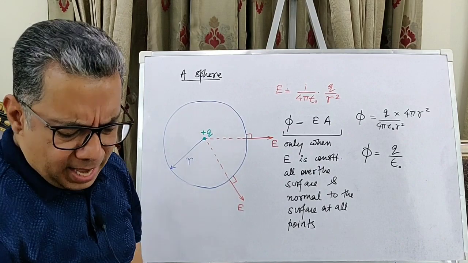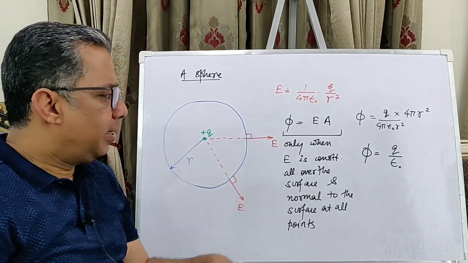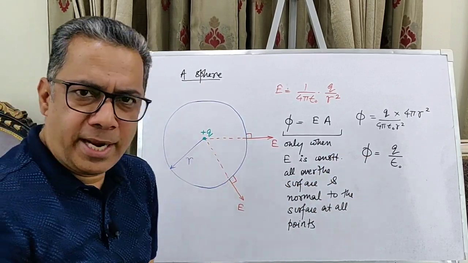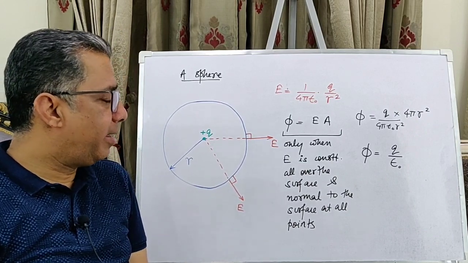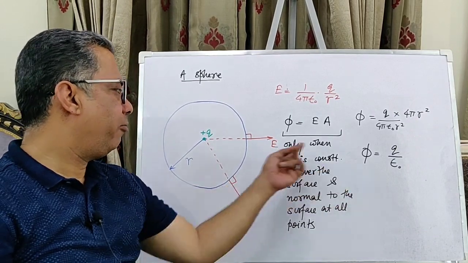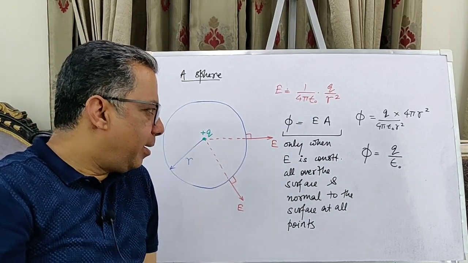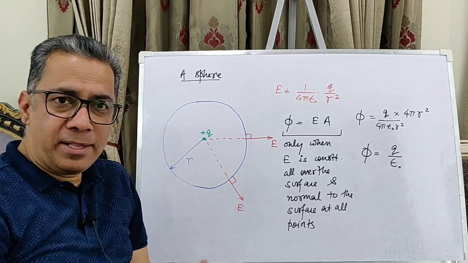Now this is kind of surprising, because this flux does not seem to depend on the radius here. This flux is looking like it's independent of the magnitude of this radius. Now, is that going to be the case for all kinds of surfaces?